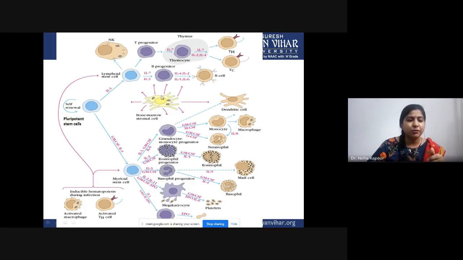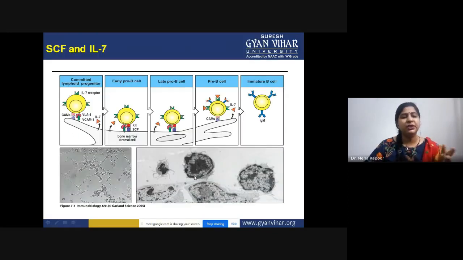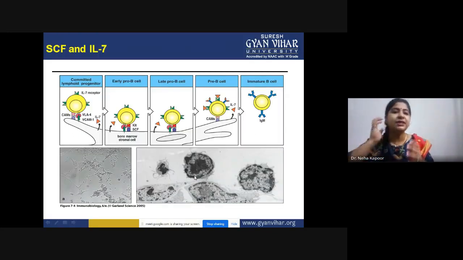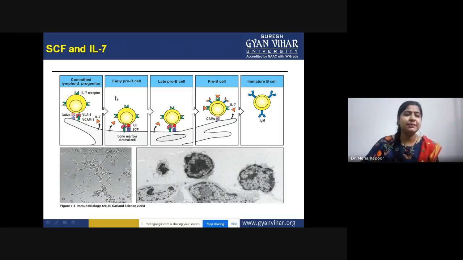The bone marrow stromal cells are producing these cytokines. On the other hand, the myeloid stem cell progenitor is also being affected by a range of cytokines, as you can see here: growth factor, colony stimulating factor, and erythropoietin. All of these play a very important role. Next is stem cell factor, that is SCF, and interleukin 17.